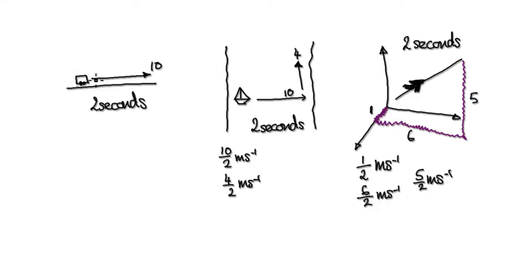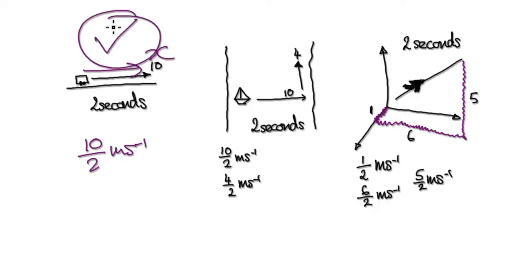Back in high school, you're able to accept this scenario here. Imagine a car traveling in a line. If you can travel 10 meters in 2 seconds, then you can say that the speed is 10 over 2 meters per second in the x direction. So you can accept this in high school.